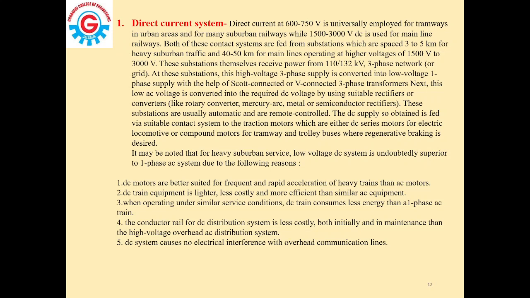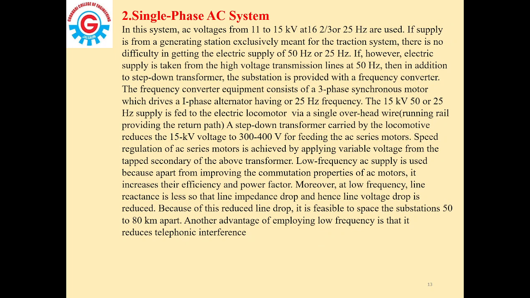The conductor rail for the DC distribution system is less costly, both initially and in maintenance, than the high voltage overhead AC distribution system. The DC system causes no electrical interference with overhead communication lines. Then, the single phase AC system.